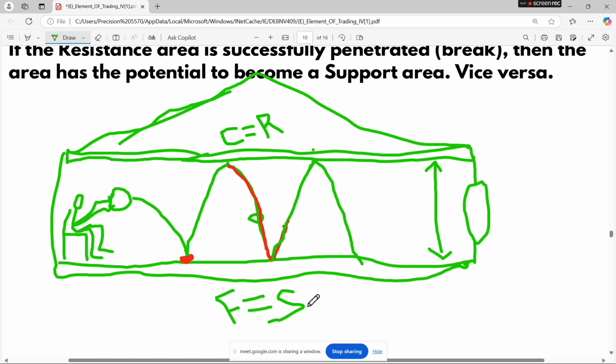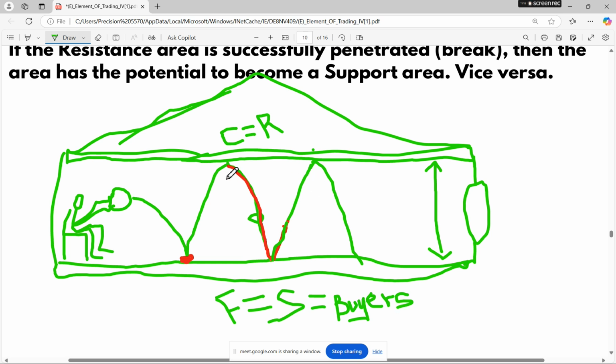Support is equal to buying opportunities, or it is an area of buyers. Wherever the market comes down and reaches that support level, buyers will come in and push the market up. So support is equal to buyers.